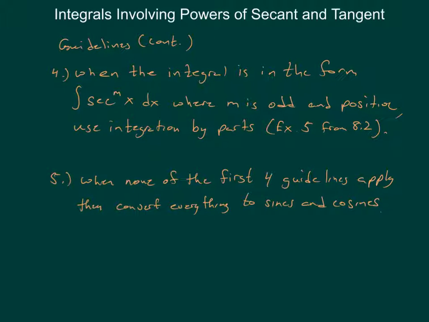And then number 5. Number 5 is probably the least helpful guideline of all. Because basically what it says is if none of the 4 seem to be working, none of the 4 seem to fit, then just try to see what happens when you convert everything to sines and cosines. I.e., you're going to use that secant is 1 over cosine or tangent is sine over cosine. Make those conversions. Let's now take a look at a couple examples for these types of problems.